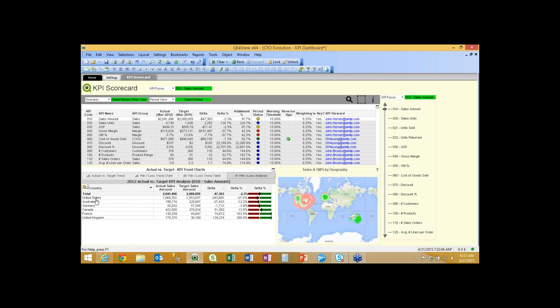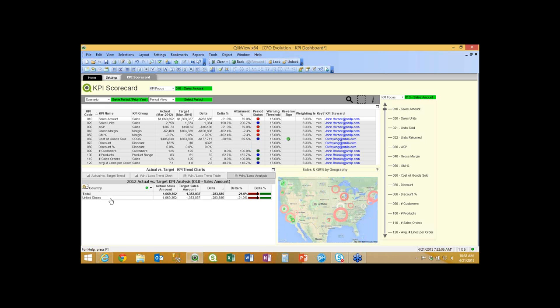And we can see that United States stands out. First of all, it's the bulk of our transactions, so it represents almost 50% of our sales, but it also was where the biggest deficit was. So we can now drill a little bit deeper into the United States.